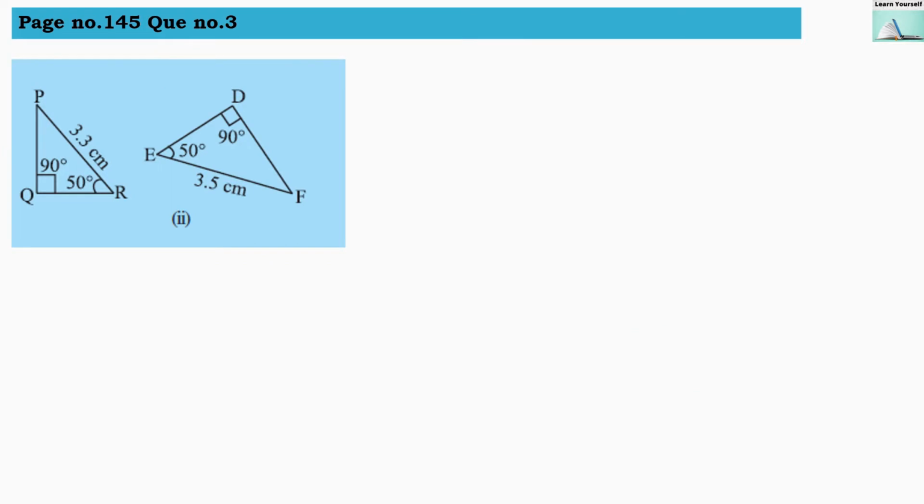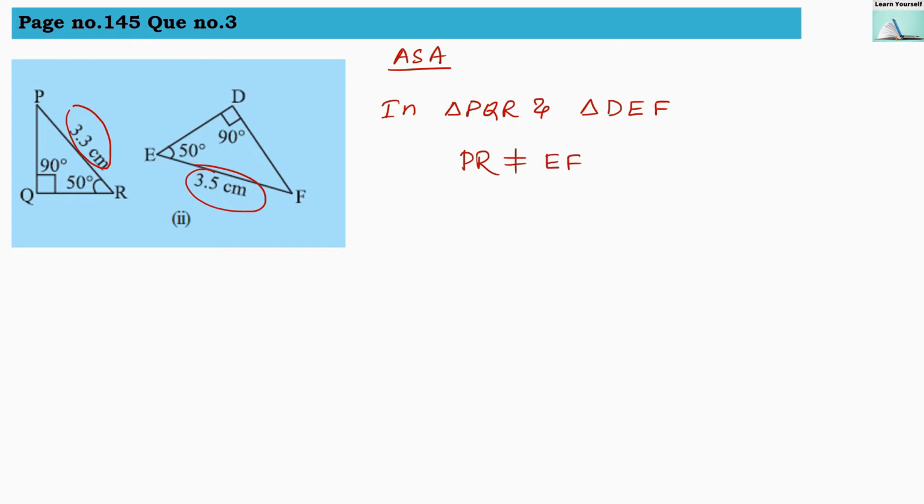Second numerical, as per angle side angle, we have to check whether these two triangles are congruent with each other or not. So let us write that in triangle PQR and triangle DEF, let us check what all parts are equal. So PR is 3.3 whereas EF is 3.5. So first, PR is not equal to EF. So side is not equal. Now let us check the angle. Angle D is equal to angle Q. They both are 90 degrees. So we got one angle. Another angle is angle R is equal to angle E. They both are 50 degrees. But we don't have any side here which is equal. So these two triangles are not congruent with each other.